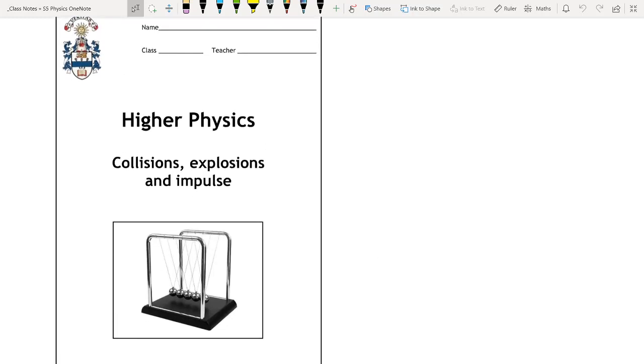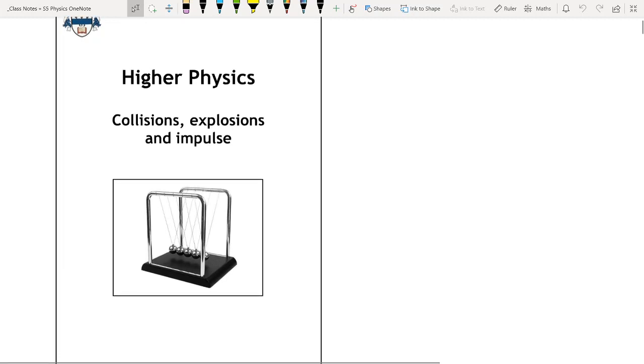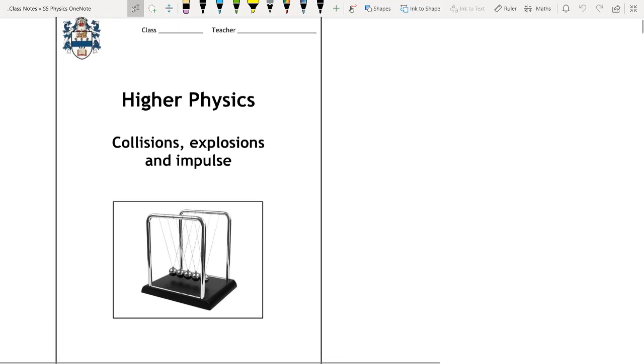Okay, so collisions, explosions, and impulse sounds quite exciting. It's not the same as explosions in chemistry, I'm afraid, but it's still quite cool. There's a few more equations that you're going to come across that you haven't done before, but a lot of it is sort of expanding on Newton's laws. So it's expanding on physics that you do already know.